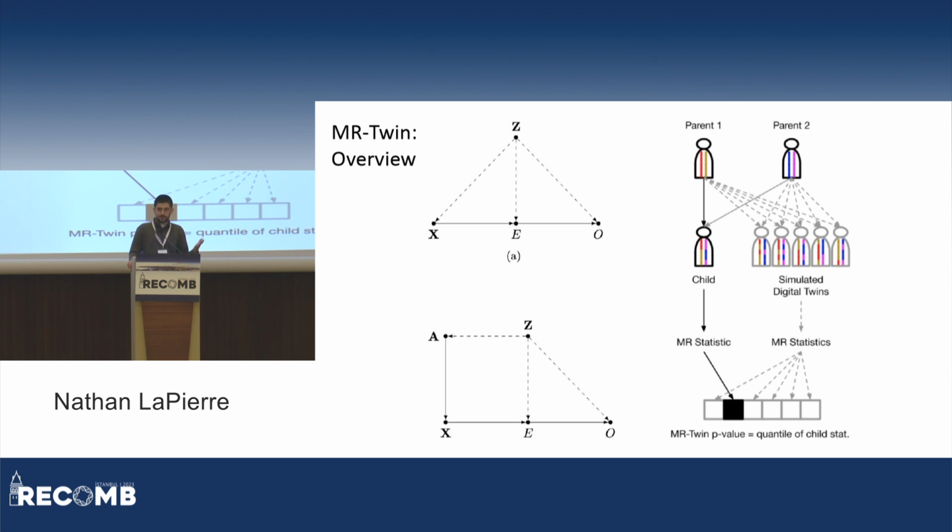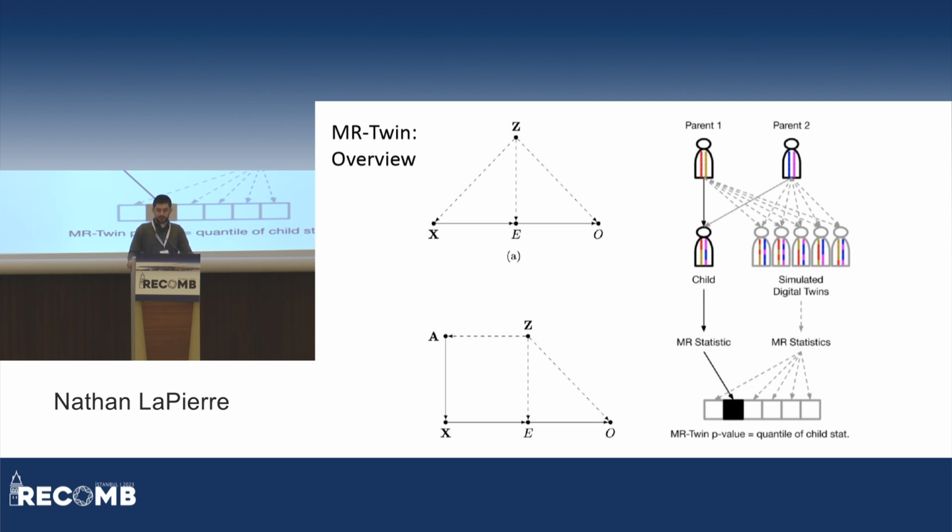Okay, so that's the basic key idea. Here I have a schematic of our method. On the left are some graphs I've already shown you. On the right is a little drawing I did. Here we have two parents, and I've drawn their two little chromosomes. Then we also have the offspring genotypes, and you can see it's a mosaic of the genotypes of the parents. This is where the name MR-Twin comes from, based on an idea from Bates et al. called the digital twin test.